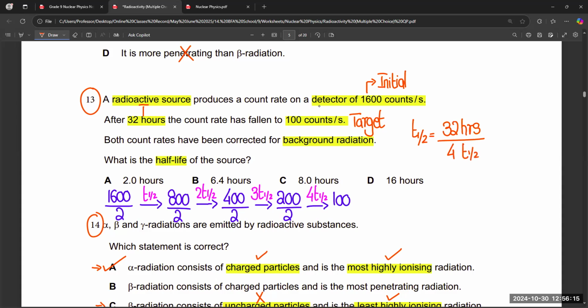So 32 divided by 4 will give you the time for 1 half-life. That is 8. So in 8 hours, we perform 1 half-life.